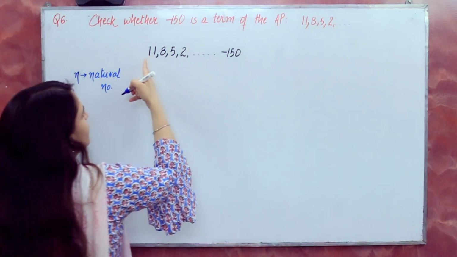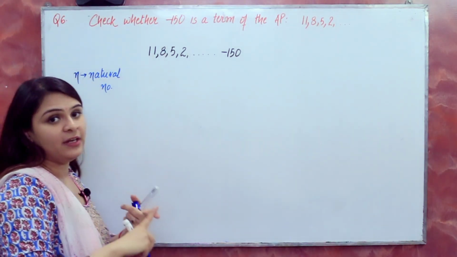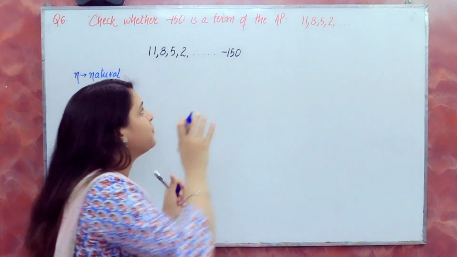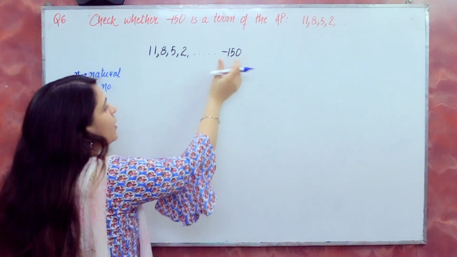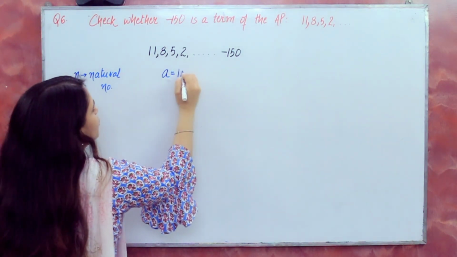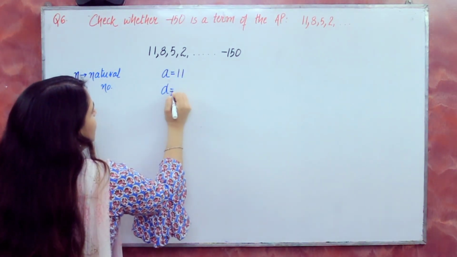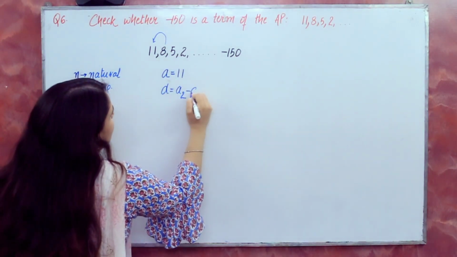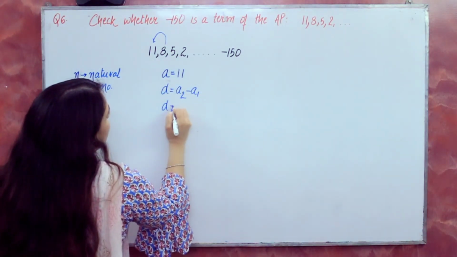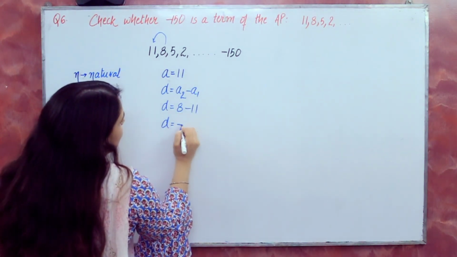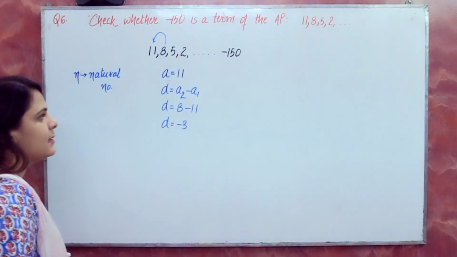And we have to find the value of n, then only we'll be able to check whether it's a term of this AP or not. Now in this AP we have our first term equal to 11, and the common difference you can find by using the formula A2 minus A1. So the common difference is equal to 8 minus 11, and that comes out to be minus 3.